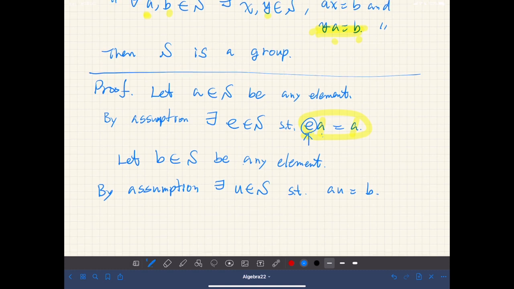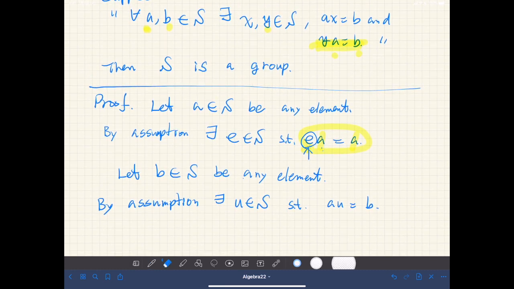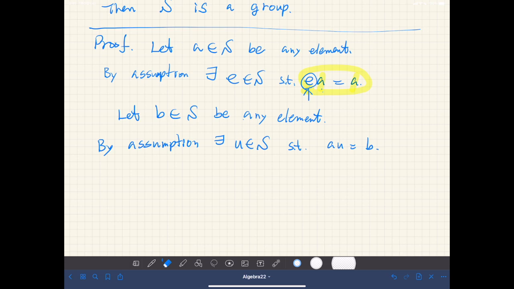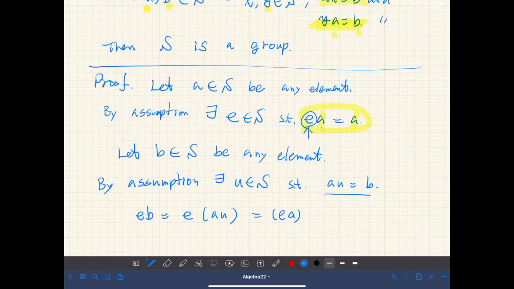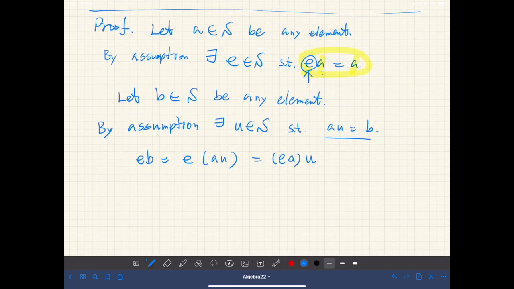Okay, so in this time we used this condition. Okay, so then EB is equal to, so using this B is equal to AU, but using associativity, this is EA. You know, S is supposed to be a semigroup, so this is okay. But EA is A, right? Because we're assuming this. But AU is equal to B. Therefore, EB is equal to B.